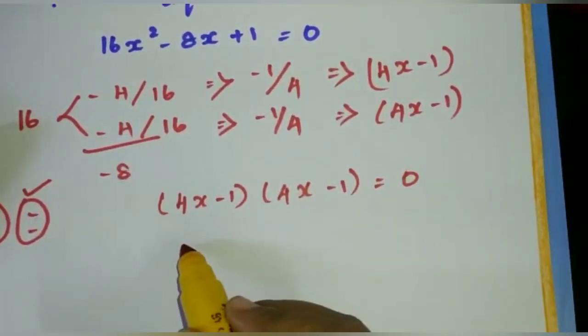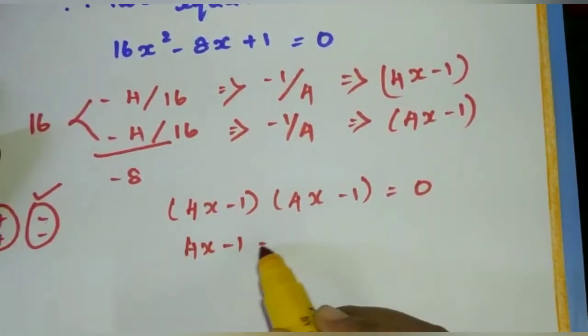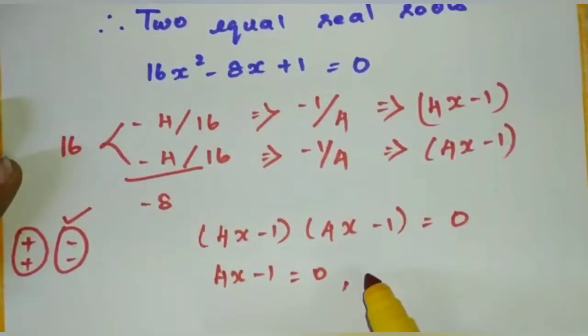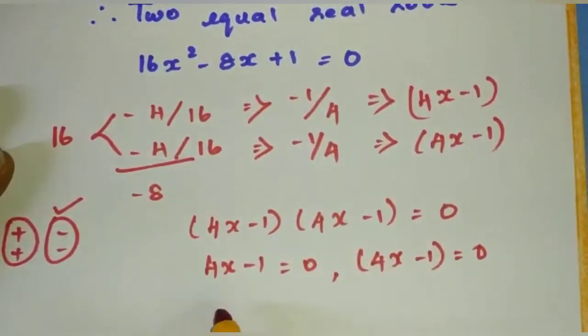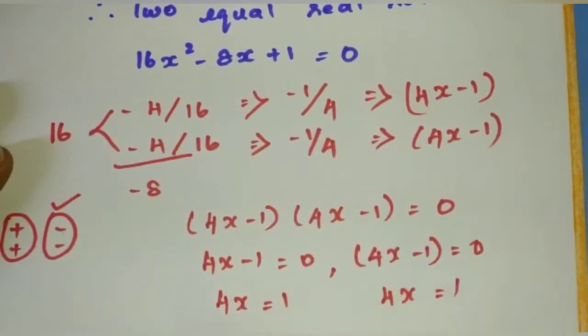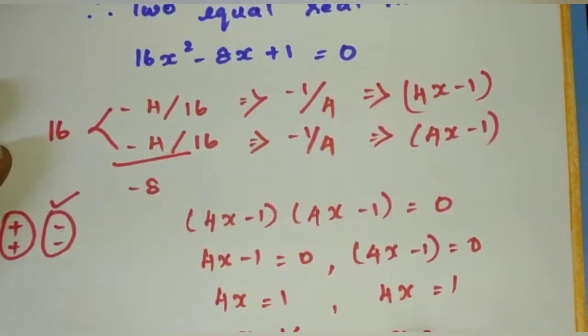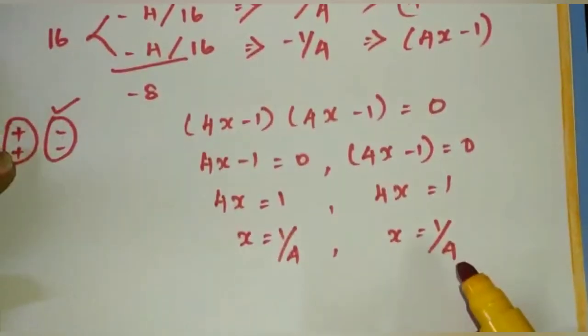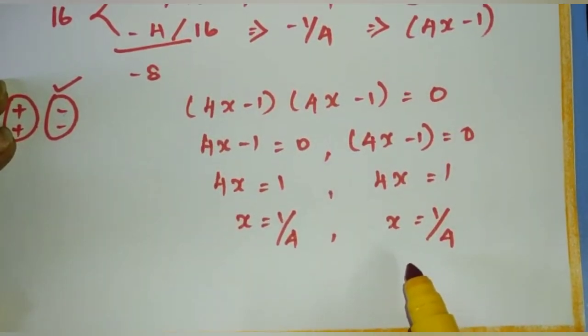Now you have to find the value of x. 4x minus 1 is equal to 0 and 4x minus 1 is equal to 0. 4x is equal to 1, 4x is equal to 1. x is equal to 1 by 4, x is equal to 1 by 4. Yes, we got two equal real roots.